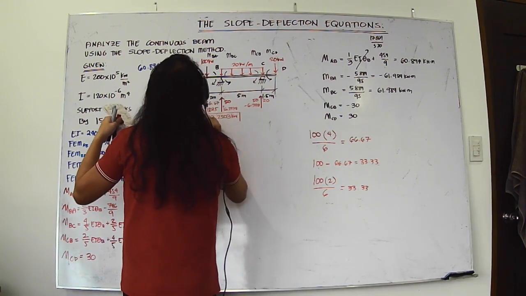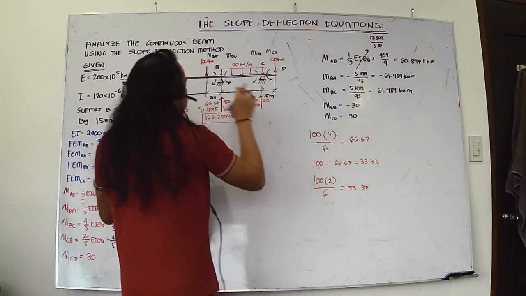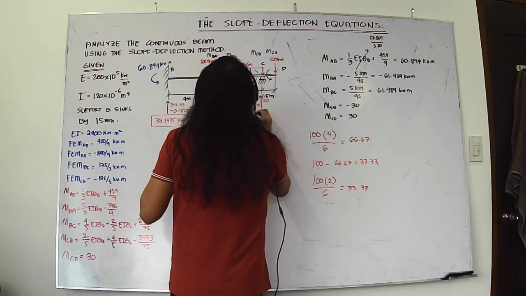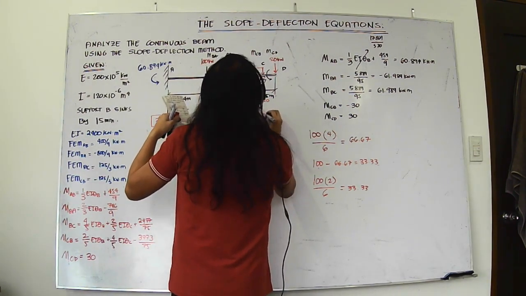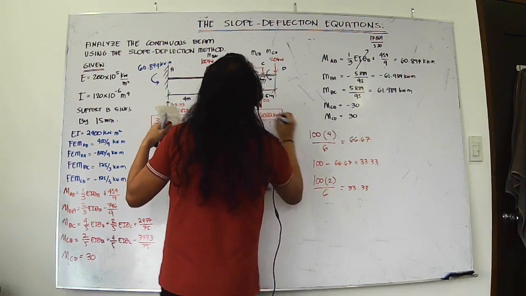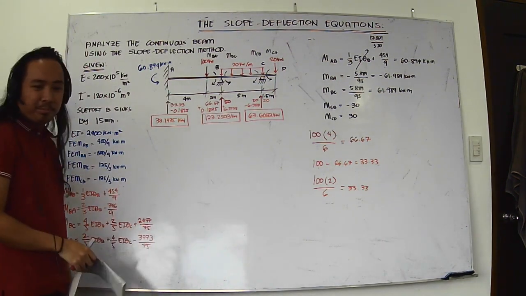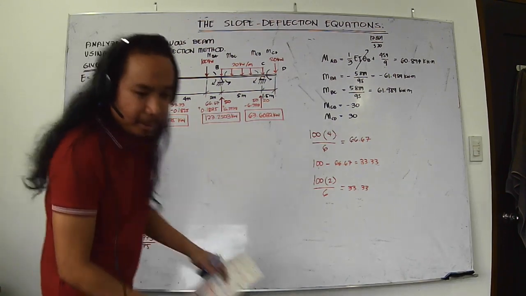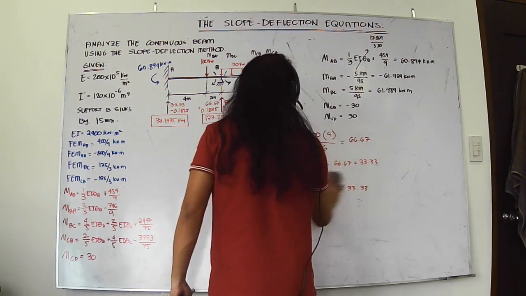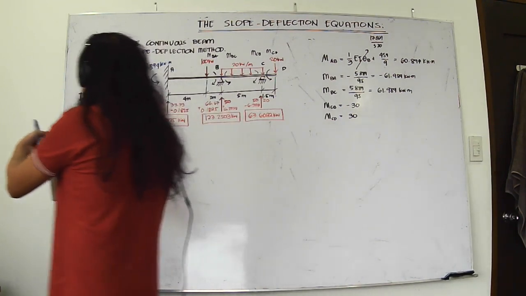So we have something like this. We have 50 plus 20 minus 6.3978. That is 63.6022 kilonewtons. So we have our reactions now. Once we have the reactions, we can now move on to drawing the shear diagram.